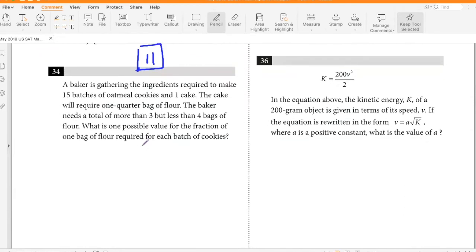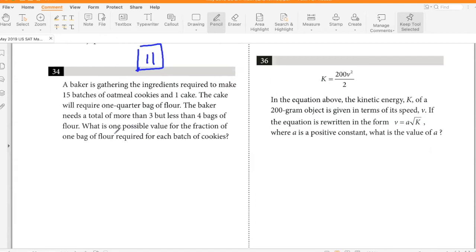A baker is gathering the ingredients required to make 15 batches of oatmeal cookies and 1 cake. The cake will require 1/4 bag of flour. The baker needs a total of more than 3 but less than 4 bags of flour. What is one possible value for the fraction of a bag of flour required for each batch of cookies?